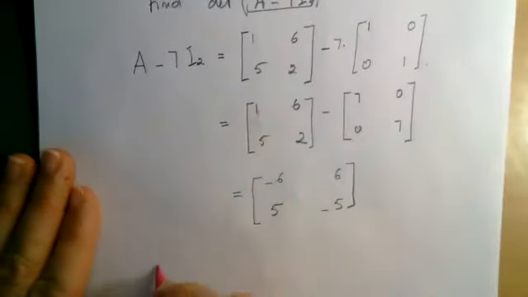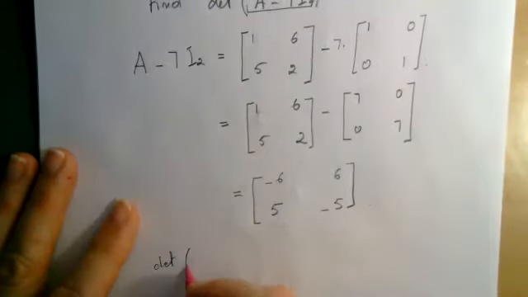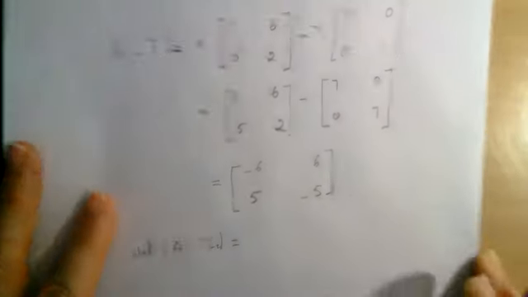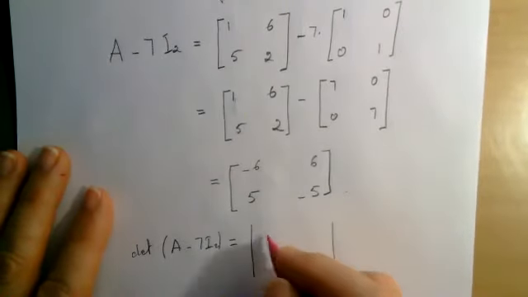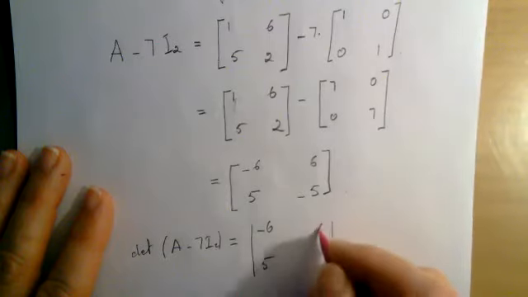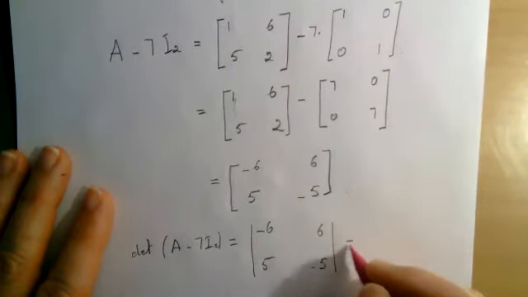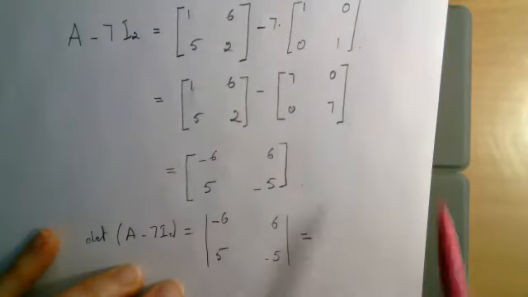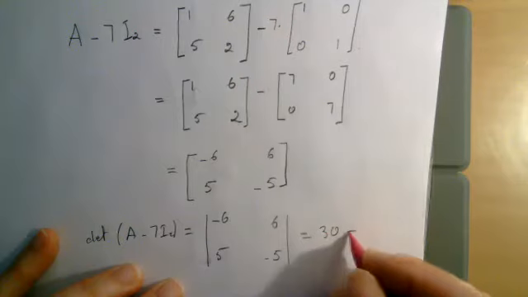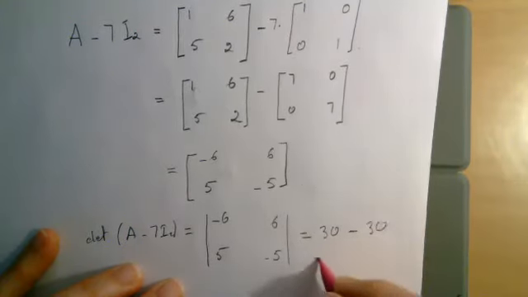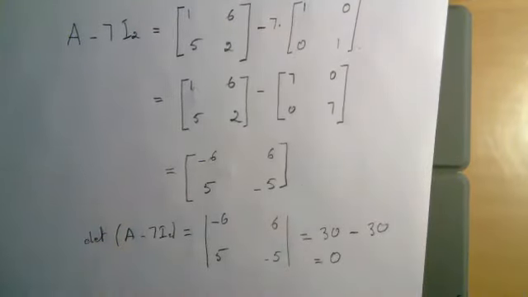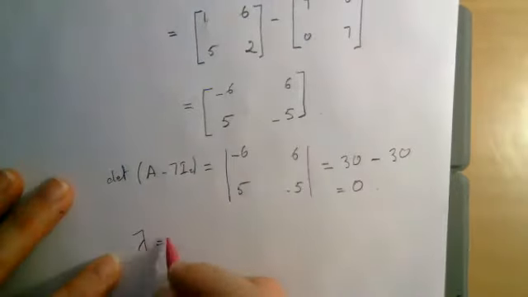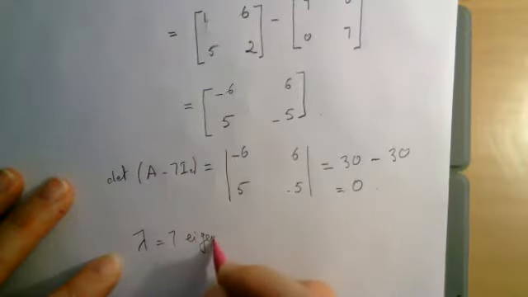Now I compute the determinant of this matrix. So the determinant of minus 6, 5, 6, minus 5 is a simple 2 by 2 determinant. It's minus 6 times minus 5, which is 30, minus 6 times 5, 30. That's equal to 0. So this is equal to 0. It means lambda equals 7 is actually an eigenvalue.